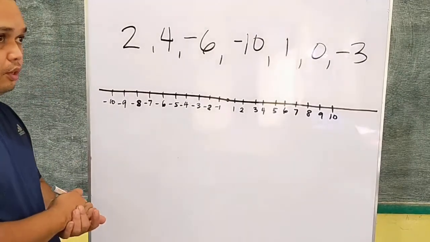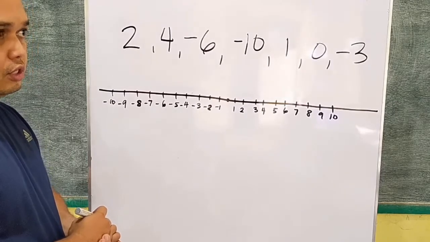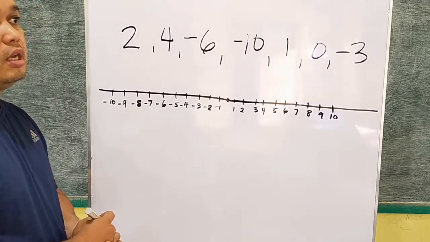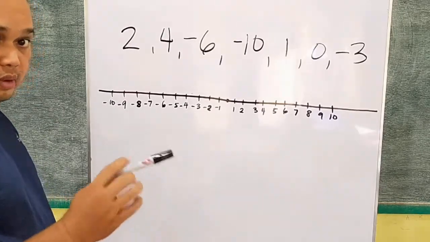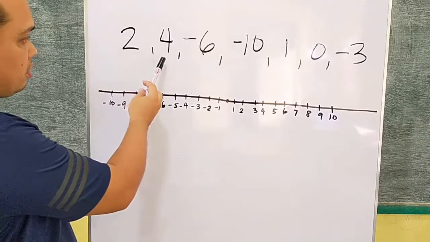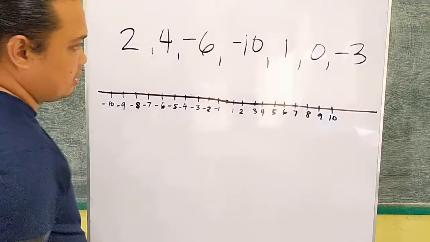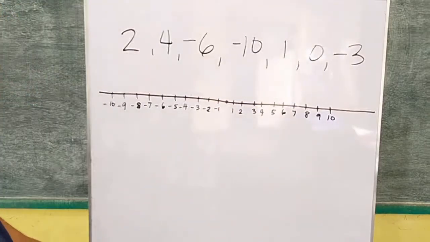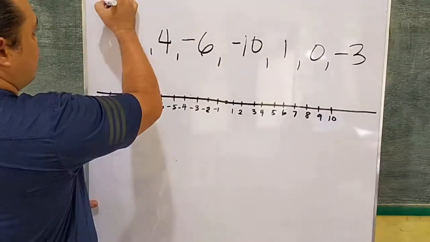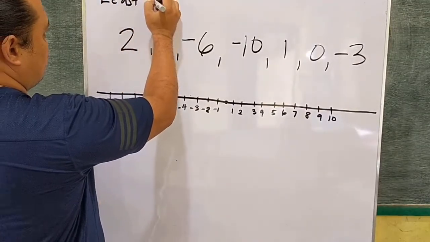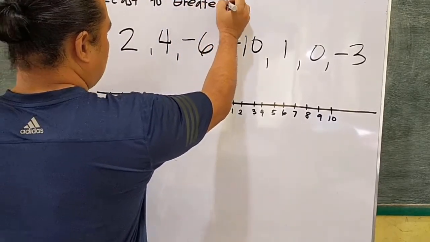Okay, we have an example here. When we have a set of integers that has positive numbers, a negative number, and a 0. Okay, so we have numbers 2, 4, negative 6, negative 10, 1, 0, and negative 3. Now, if we are going to arrange them from, for example, least to greatest. How do we do that?